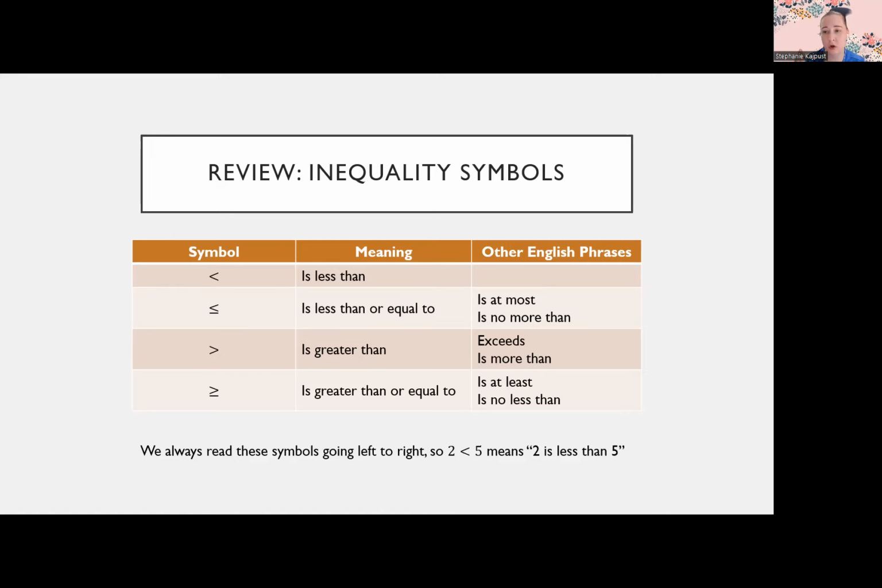So it's important to really understand the difference between at least and more than, because that's a difference between a greater than and a greater than or equal to. You do want to understand that no more than or at most includes parts where it's equal to. That can make a difference in your answers. And we always read these going left to right, so whatever is on the left is less than or greater than whatever's on the right.